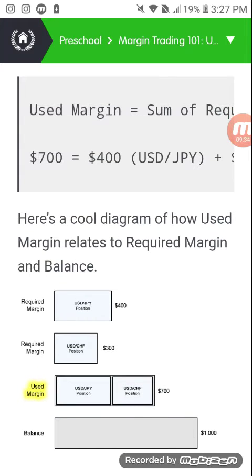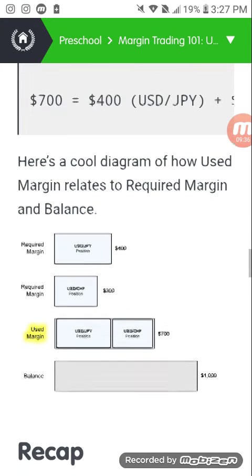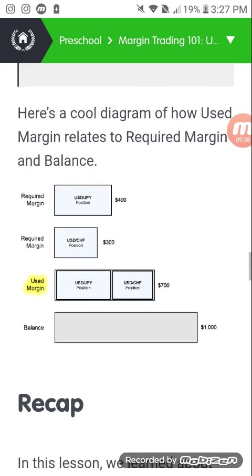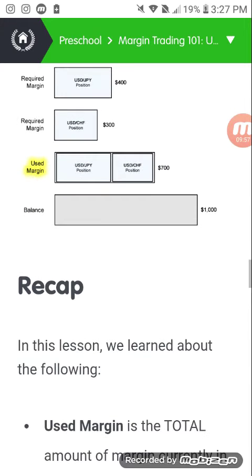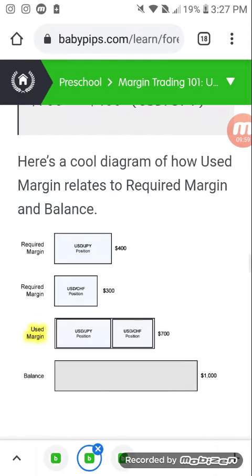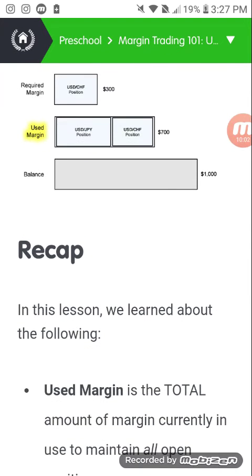Here is a core diagram of how used margin relates to required margin and balance. So the required margin for USDJPY at 4% was 400, and USDJPY at 3% was 300. You put them both together, and it gives you the total of both those required margins, which is called used margin, which is 700. If you combine 400 plus 300, it gets you 700. Your balance is 1,000. So this is how used margin works.